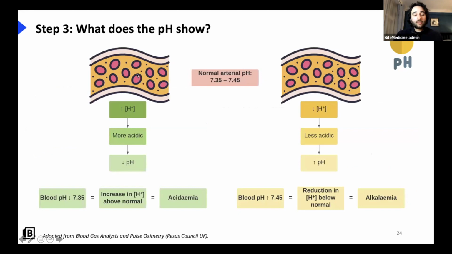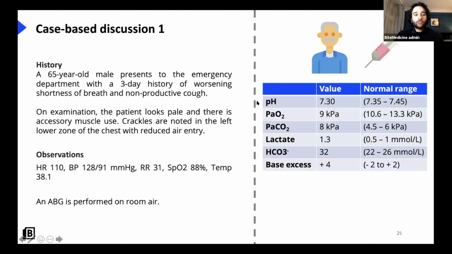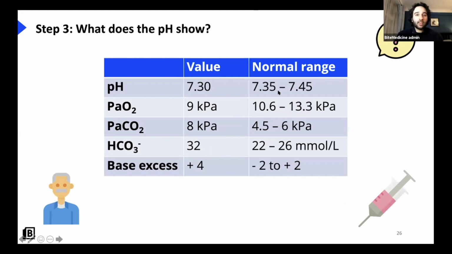So as your hydrogen ions rise, your blood becomes more acidic and your pH drops. This is acidemia. As your hydrogen ions drop, your blood becomes less acidic and your pH rises. This is alkalemia. Nice and straightforward, and your normal range is 7.35 to 7.45. Hopefully that's just something that you probably knew already. So we've got this guy, a reminder of what he's come in with, and we've got his arterial blood gas here. So the question is, what does the pH show?